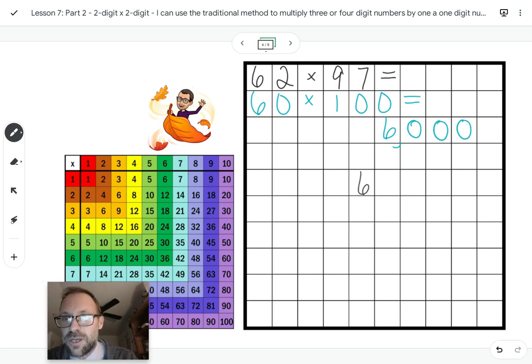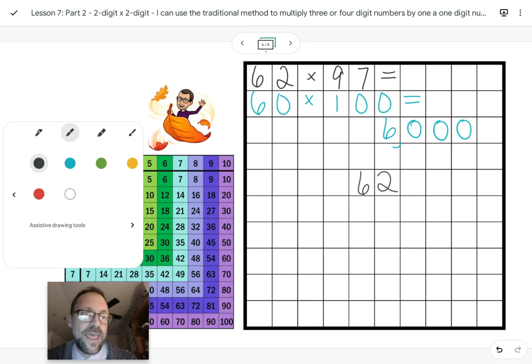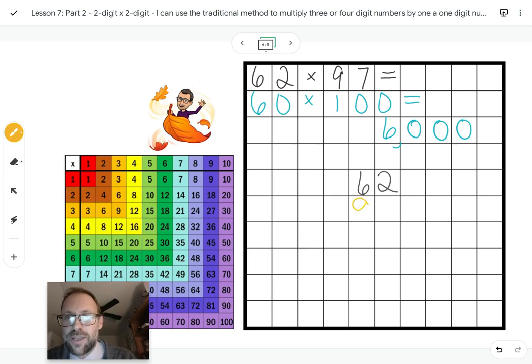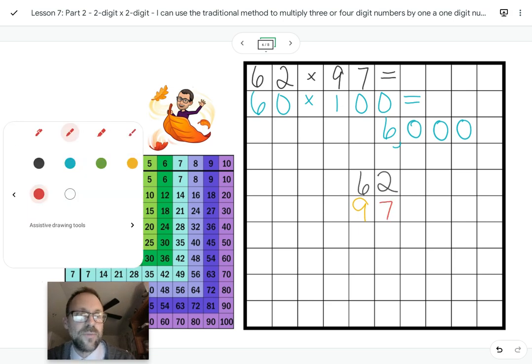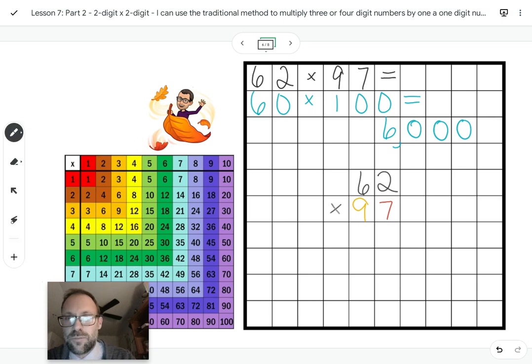62 will go on top, and 97 will go on bottom. We're going to really be careful to line up our place values. And there we go. Everything's lined up. We're going to put our multiplication symbol and our equal sign in, super important. And now, step two. What do we do next?